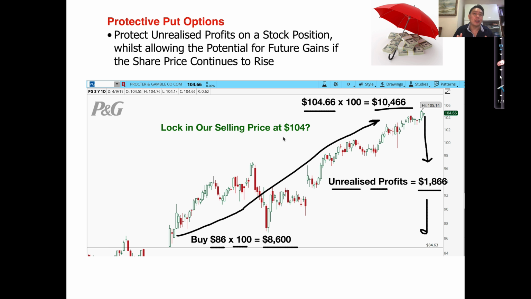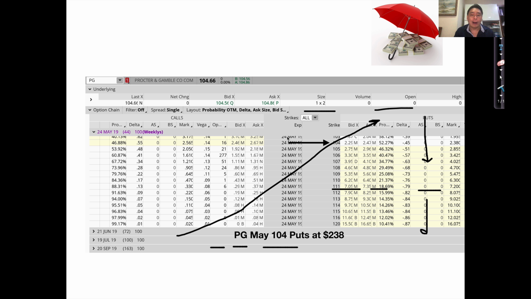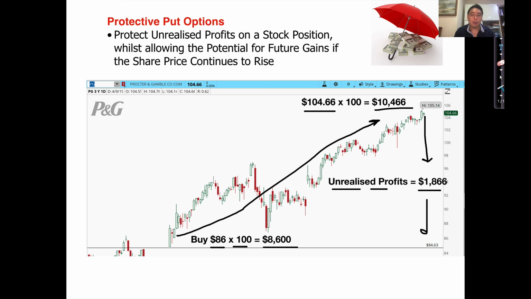So again, a put option is kind of like an insurance policy that you buy where you can insure your stock for a certain value or price. So in this case, we'd like to buy a put option with a strike price of 104, which means we have the right to sell the shares at 104, no matter where the share price drops to.